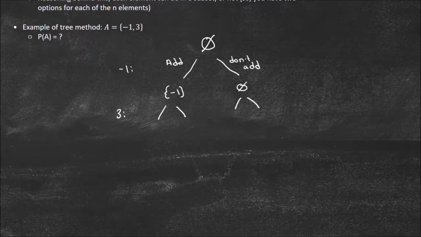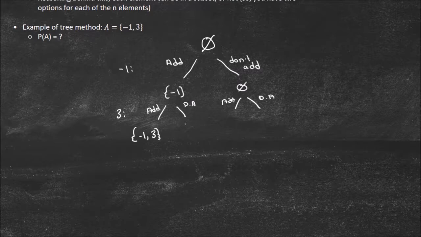And now I have 4 branches this time because I need to add or not add for each set that I'm dealing with. So I can add 3, so add. I'm just going to say DA for don't add. I can add or I can not add it. So okay, if I add the 3 to this set, I have this set containing -1 and 3.